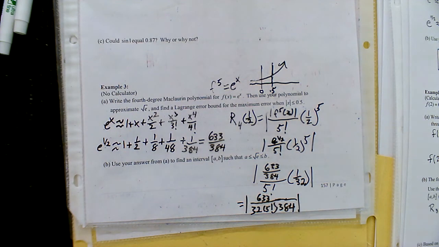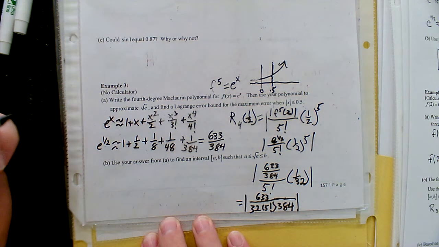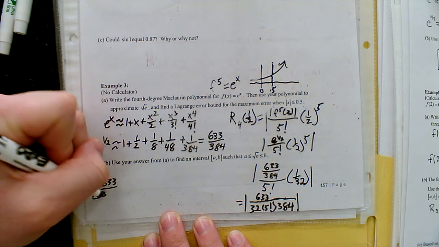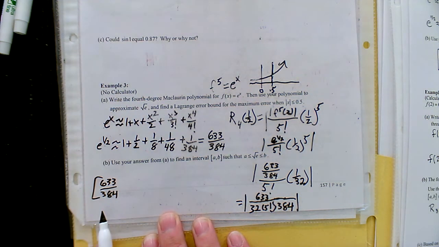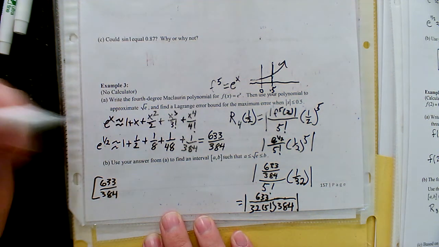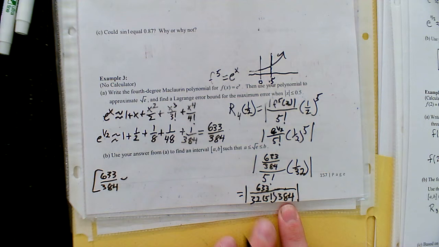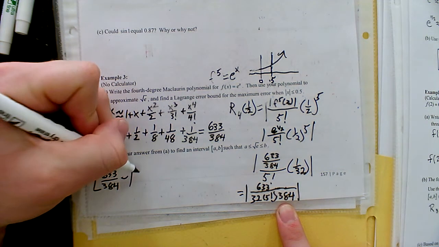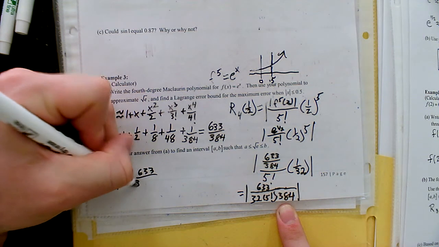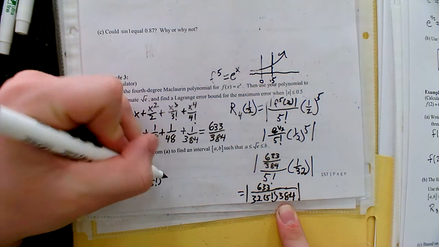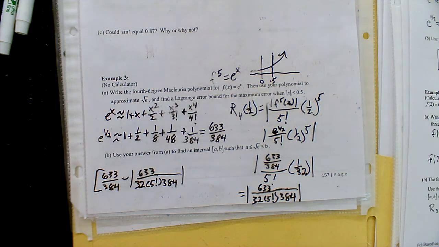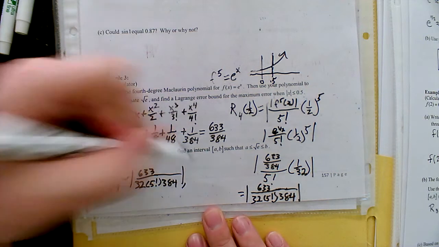Okay, so now part B is just creating that interval. So again, the interval would be 633 over 384. And again, that's where I mentioned from up above, if you didn't have that completely calculated out, this would be your value A. And we're actually going to write out, since we didn't have a calculator, this whole term. It's 633 over 384 minus the absolute value of 633 over 32, 5 factorial, 384. That's the lower bound. Then the upper bound.